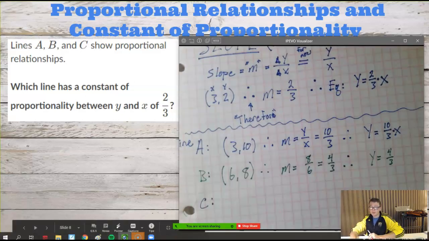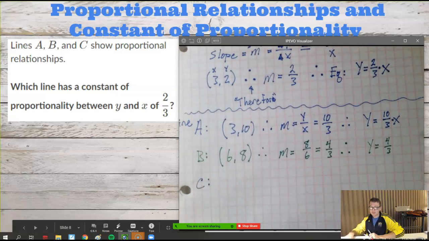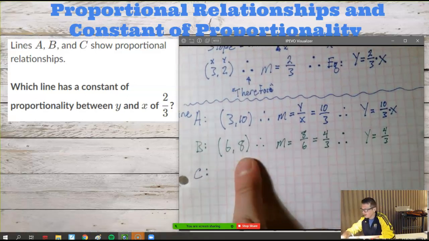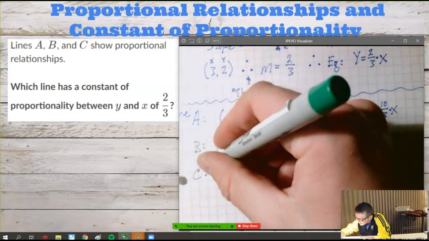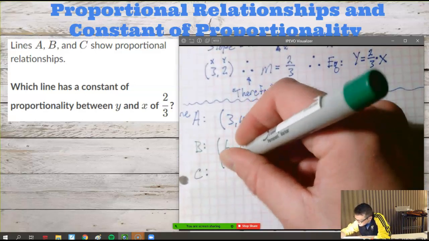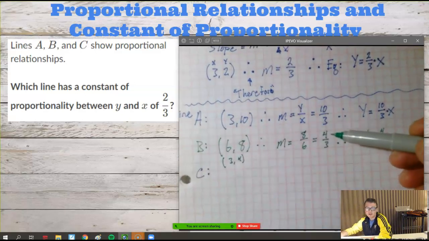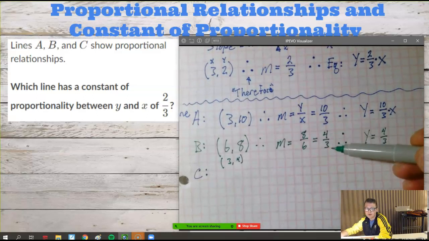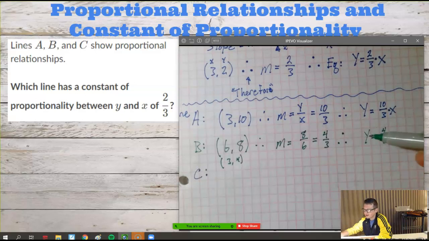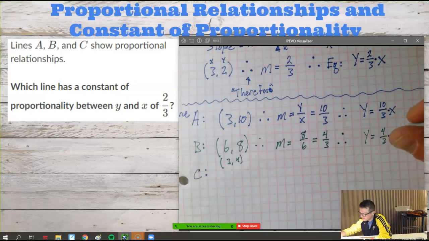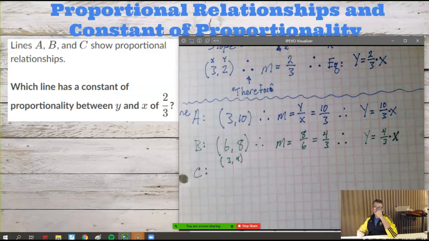And both of those will work exactly the same. Because whether I use 6, 8 or whether I use 3, 4, I'm going to make a little note beneath it. I could also use 3, 4. We will end up with the reduced fraction of 4/3. Meaning that our equation, be careful, I had stopped writing here. It's not just y equals 4/3, it's y equals 4/3 times x. Questions on line B?